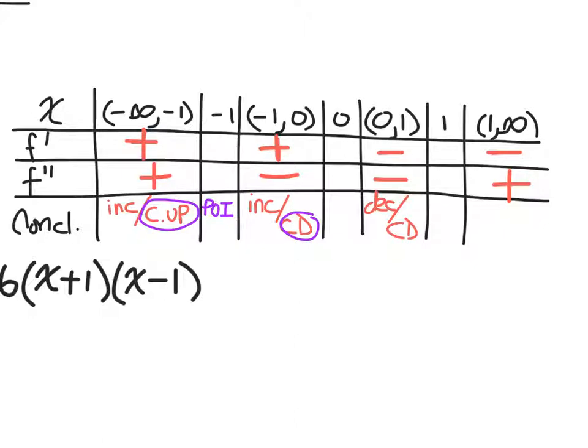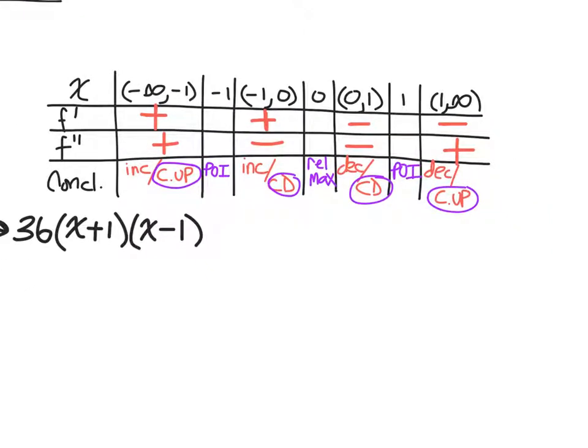So concave down. Here we have a change not in concavity, but a change in slope, so increasing to decreasing. It's going uphill followed by downhill, so it must be a relative max. Then we have decreasing, and concave up. So again, the change in concavity makes it a point of inflection.